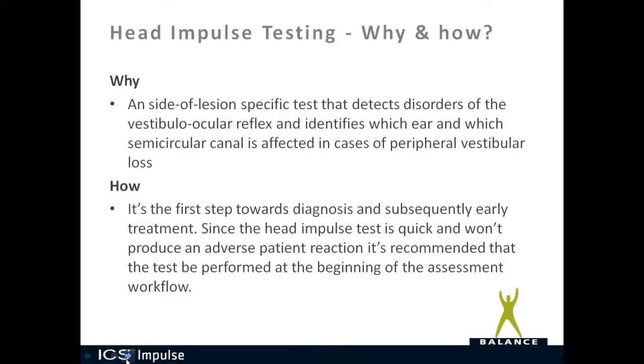So first thing we're going to look at is why and how we do head impulse testing. So why? The head impulse test is a site of lesion specific test that detects disorders of the vestibular ocular reflex and identifies which ear and which semicircular canal is affected in cases of peripheral vestibular loss.